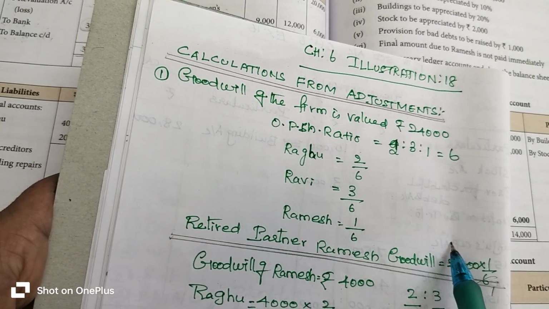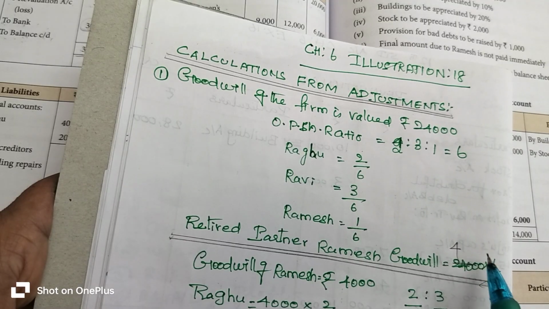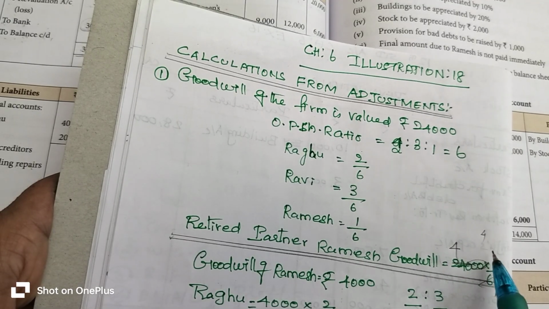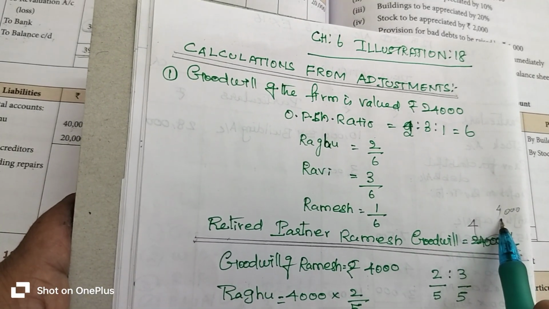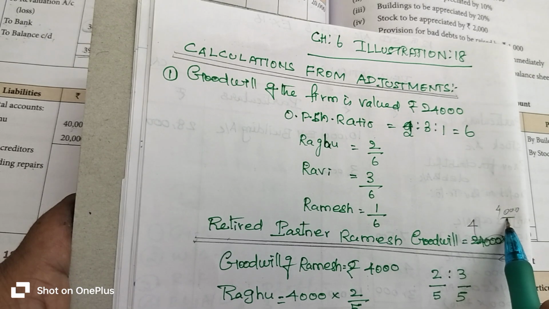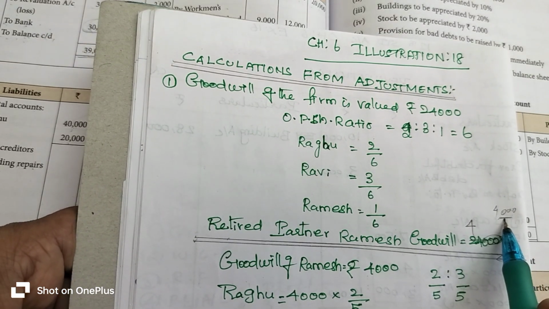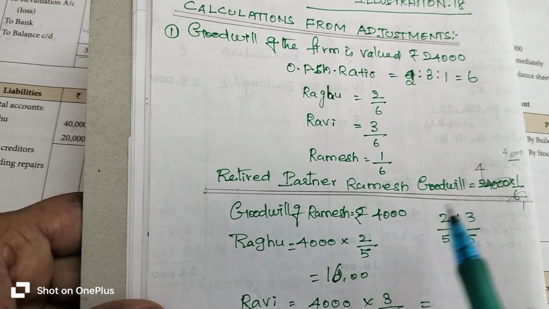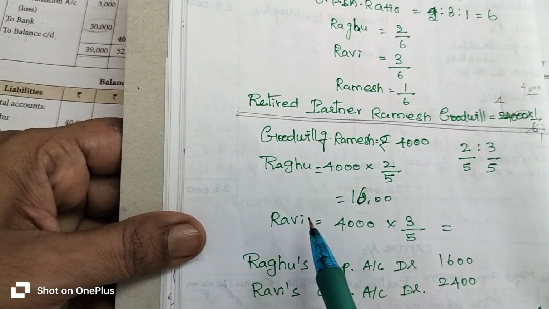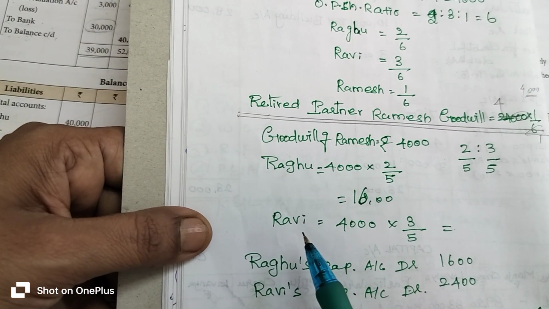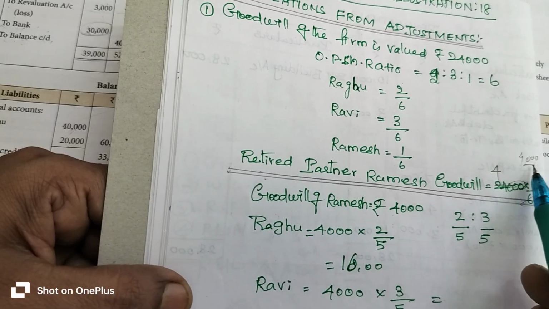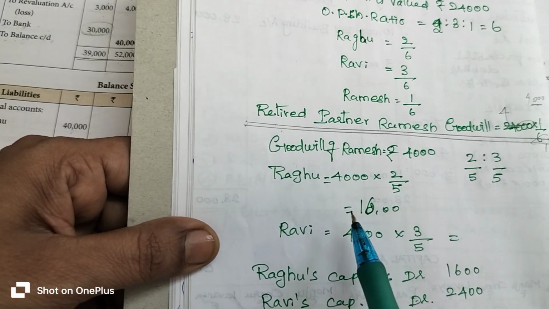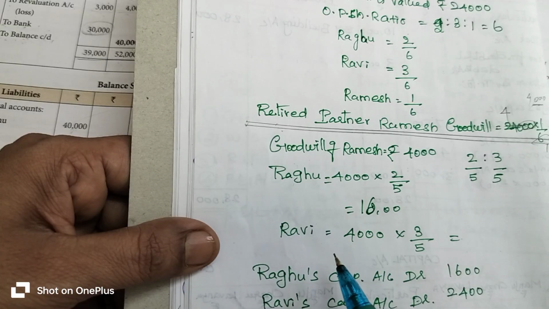6 4s are 24, so 4, then 3 zeros to be added here. So Ramesh's share of goodwill of the firm is 4,000 rupees. The 4,000 rupees is immediately distributed to the continuing partners. Who are the continuing partners after Ramesh retires? Raghu and Ravi are the continuing partners. So Ramesh's share of goodwill will be distributed to Raghu's capital account and Ravi's capital account.